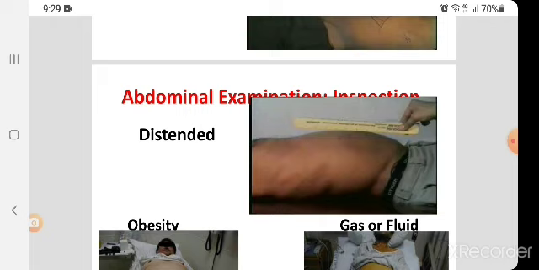You will determine this by looking at the umbilicus. In this photograph, you cannot see the umbilicus because the picture is from the side. So you cannot say whether the umbilicus is normal or not. The normal umbilicus is an inverted umbilicus. It is going inside.